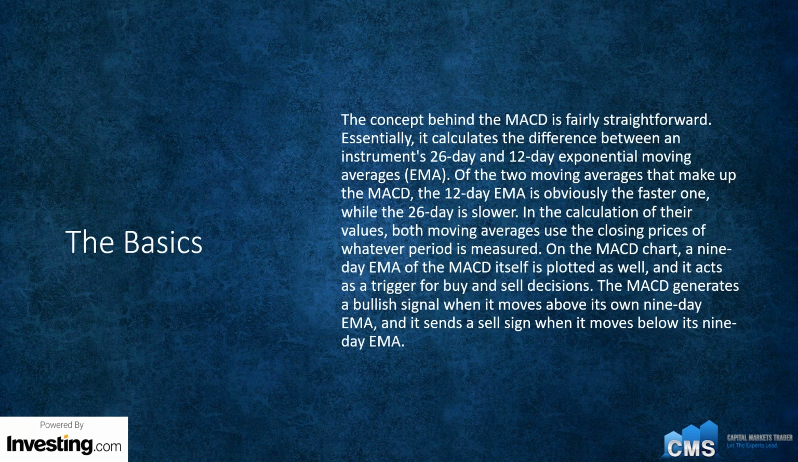Now, we use a 12-period EMA, an exponential moving average. Technically, it's a mathematical calculation, but it simply gives a little bit more weight to the most current prices. We also use a 26-period moving average, which is called the slower moving average.